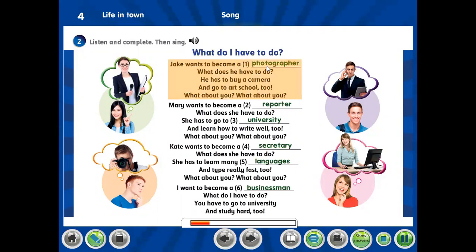Jay wants to become a photographer. What about you? Kate wants to become a secretary. She has to do. I want to become a businessman. What do I have to do? What about you?